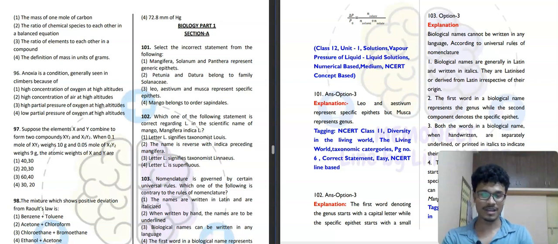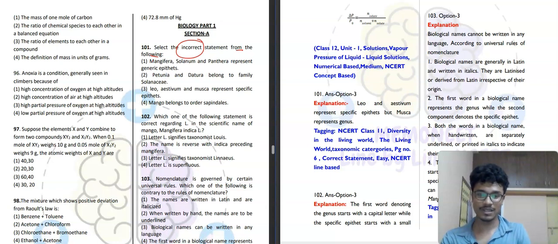So now we will discuss biology section A part 1. So let's start from question number 101. Here it is saying that select the incorrect statement from the following, and the four options are given.